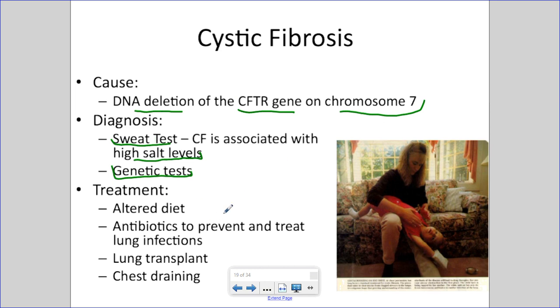In terms of treating cystic fibrosis, there's not much that can be done other than altering the diet and the use of antibiotics to prevent and treat lung infections. Lung infections are very common and chronic in people with cystic fibrosis. Other treatments include lung transplants and draining of fluids within the lungs pretty regularly, as it builds up with mucus quite a bit.